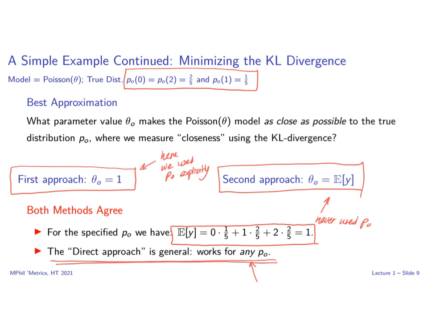So the pseudo-true distribution in general, if you fit a Poisson model, but the truth could be anything, possibly not a Poisson, is to set theta equal to the expectation of y. And that makes sense because we know that for a Poisson distribution, theta is the mean. So this turns out to be the same thing as matching moments in this particular case.